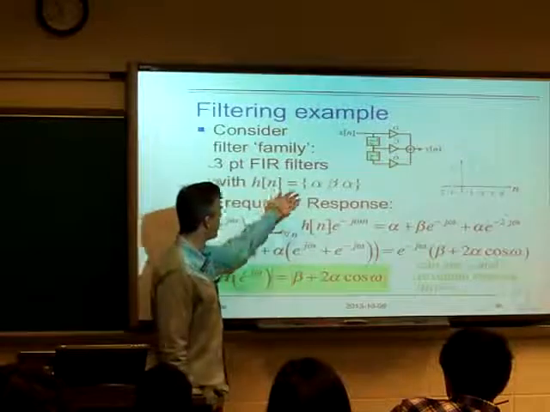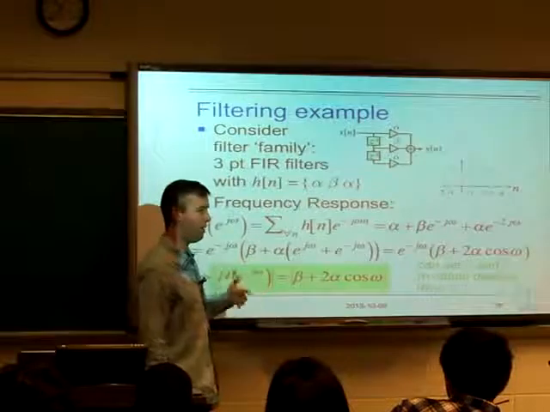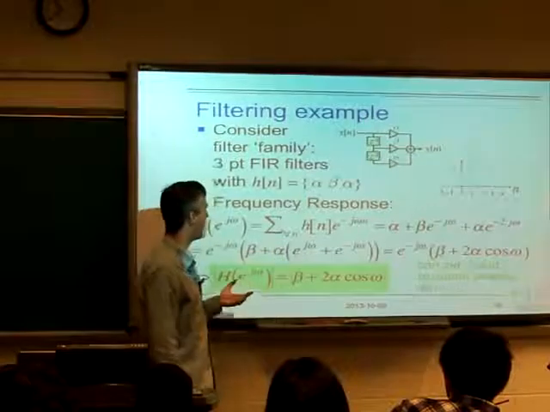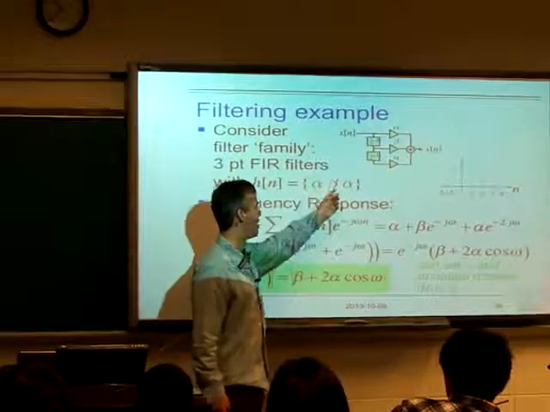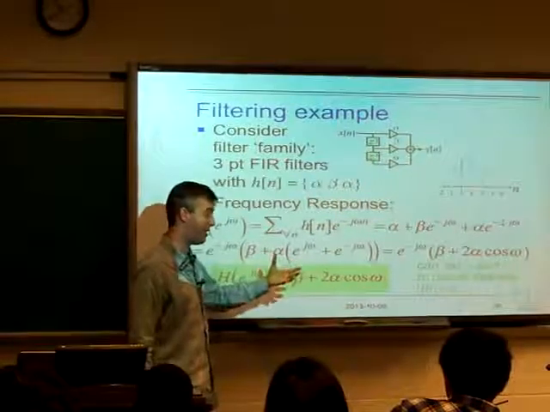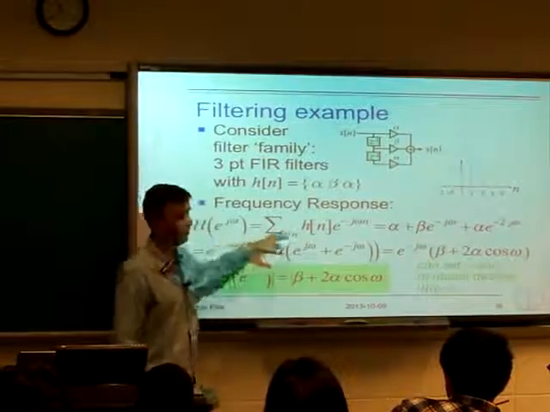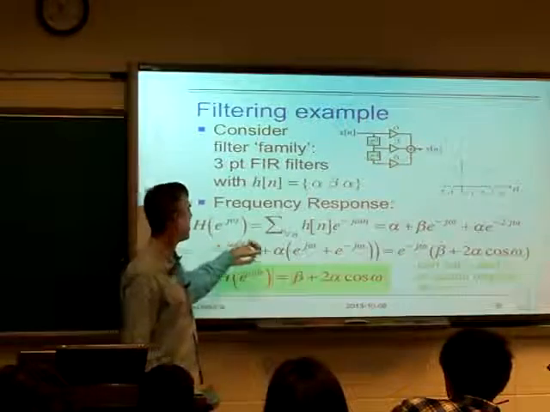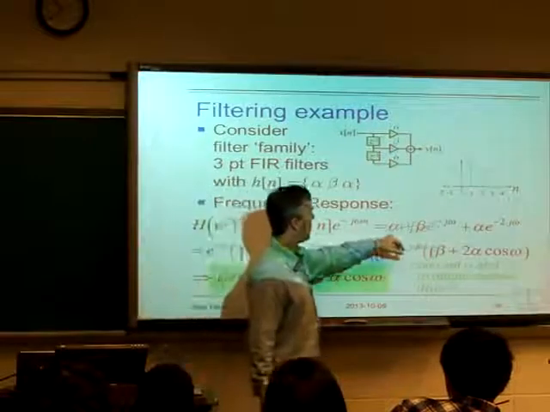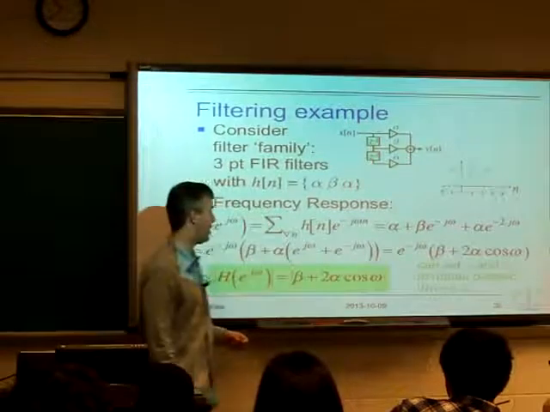So if we have this system with this impulse response, what is its frequency response? Well, we can take the Z transform and evaluate that at e to the j omega. The Z transform is just going to be this: alpha plus beta z to the minus 1 plus alpha z to the minus 2. And then we evaluate it at z equals e to the j omega, which is the same thing as just taking the DTFT directly. So the DTFT is just the sum of h of n e to the minus j omega n, which here, because h of n is just these 3 non-zero points, gives us these 3 terms in e to the j omega.